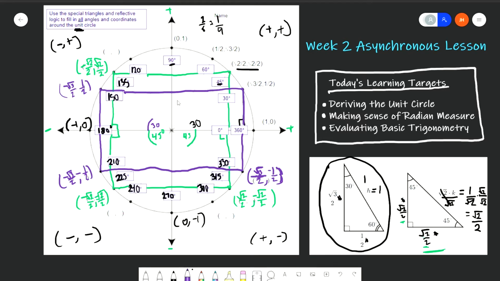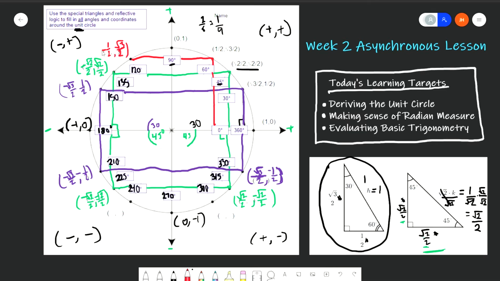The last one we need to do, guys, is the 60-degree angles. So why don't we do those in a different color? Let's use red. So from 60 degrees, right? Here's 60 degrees. From 60 degrees, our coordinates are 1/2, comma root 3 over 2. If I go across and reflect this, I get a negative x value. So I get negative 1/2, comma square root 3 over 2.